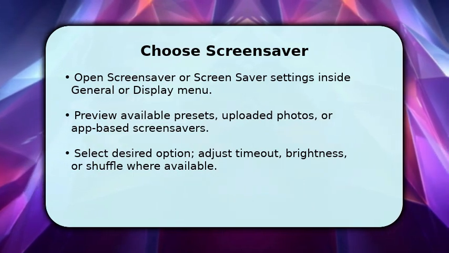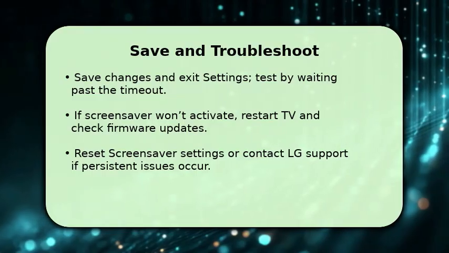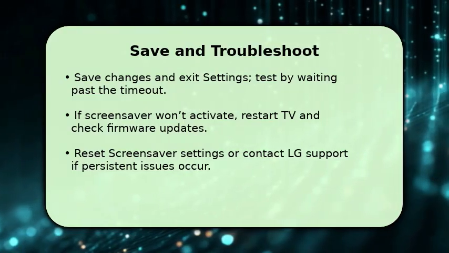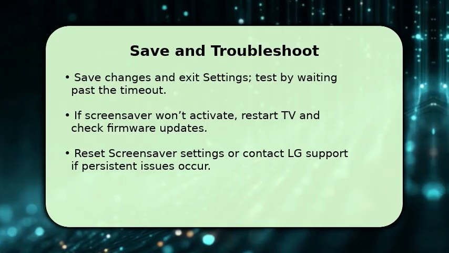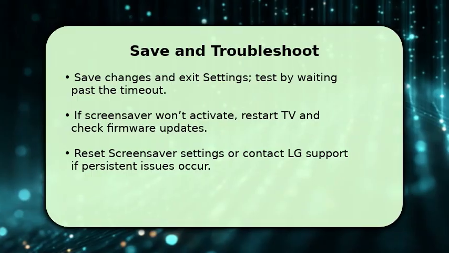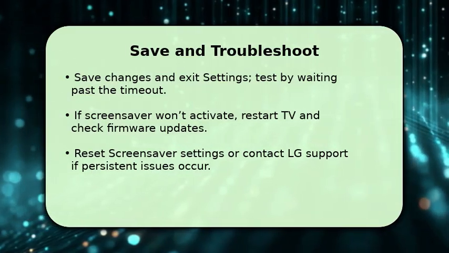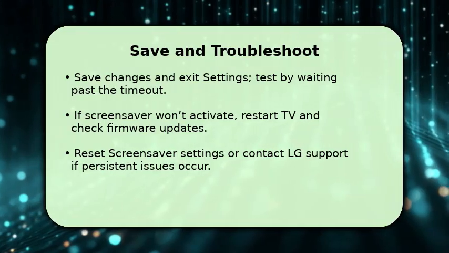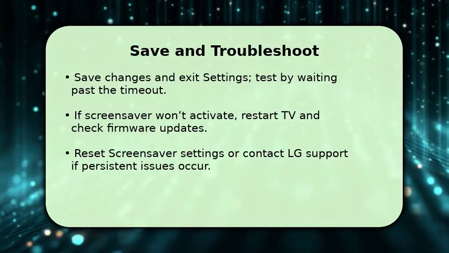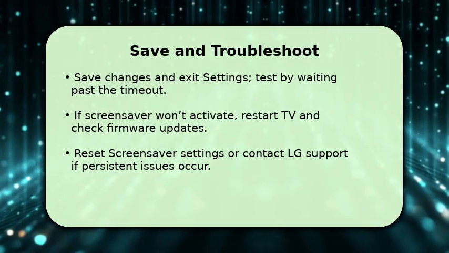Finish by saving changes and exiting settings, then test by letting the TV sit past the configured timeout so you can confirm the screensaver engages. If it doesn't start, restart the TV and check for a firmware update because outdated software often blocks features. Make sure any HDMI device isn't forcing active input override. Turn off CEC features if needed. If problems persist, reset the screensaver settings or contact LG support for model-specific diagnostics.